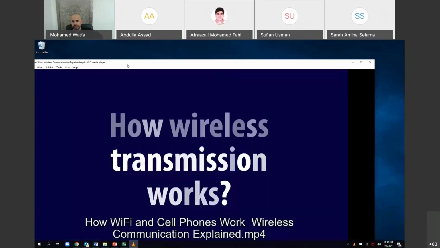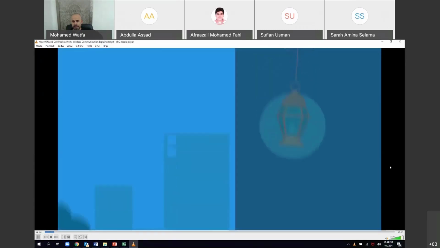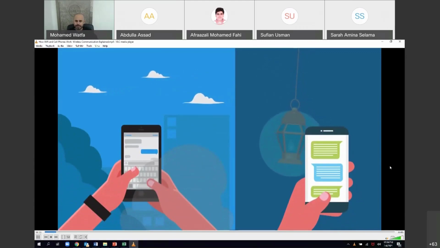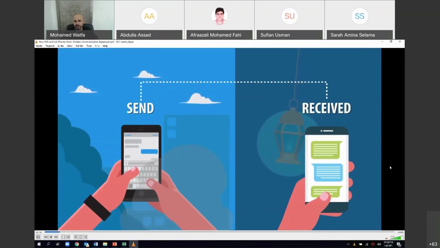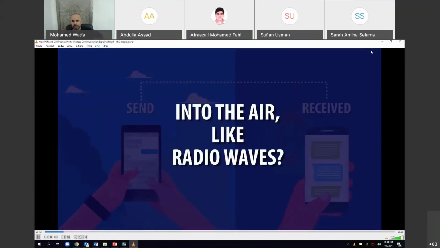How many of you really understand what goes on when you text your friend across the ocean and they get the ping almost instantaneously? Allow me to entertain you with a little thought experiment. When you press send on your favorite messaging app, where's your message really going? Into the air, you'd say, like radio waves.